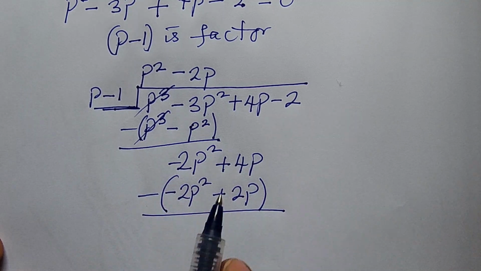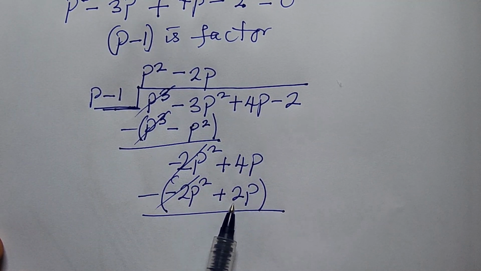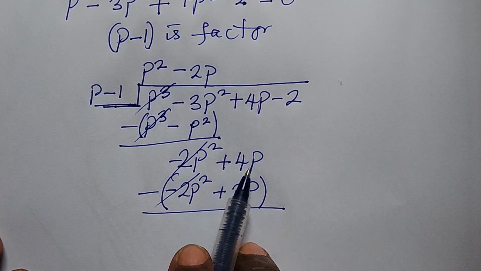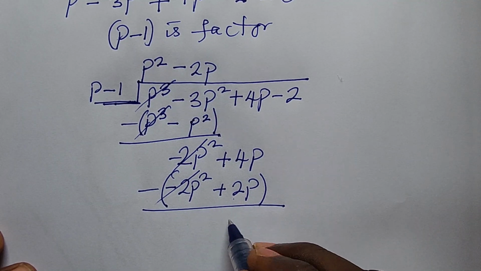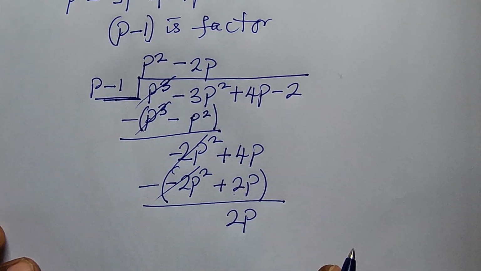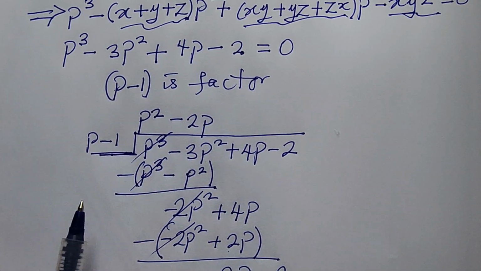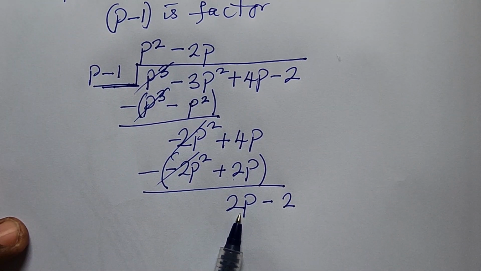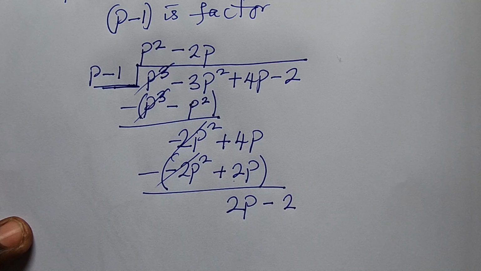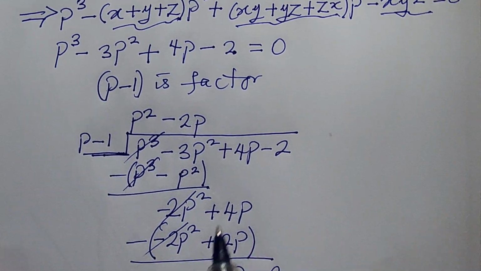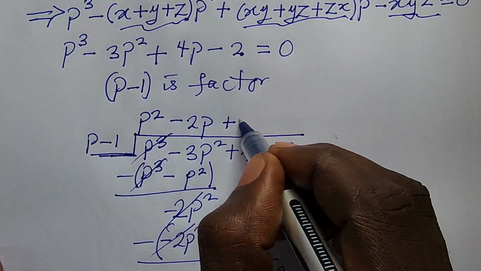So this will leave the system. Here will give us a minus. And so 4P minus 2P will give us 2P. We bring the last term down here, which is minus 2. Again, we use this to divide this, and that will give us plus 2. So here, we have plus 2.